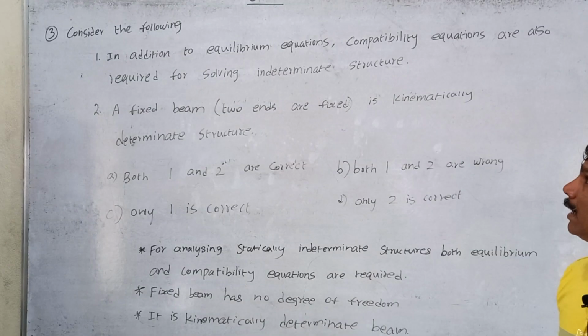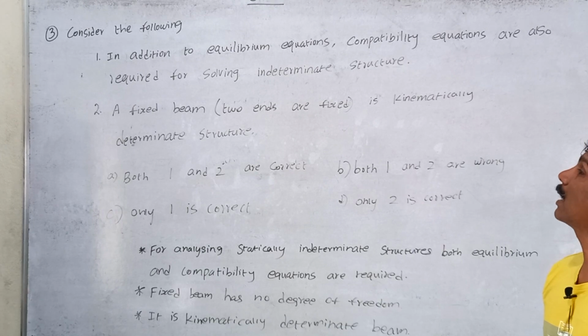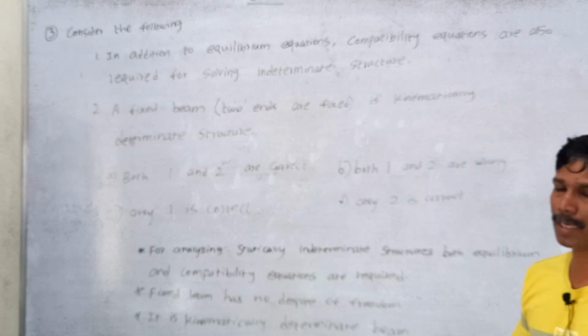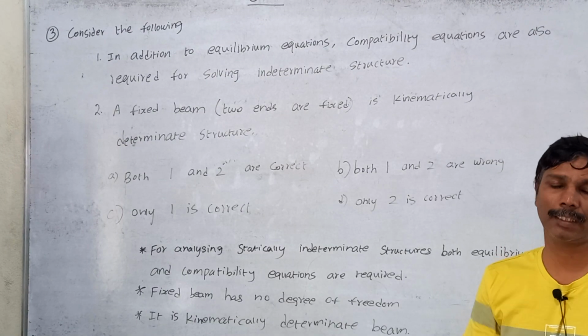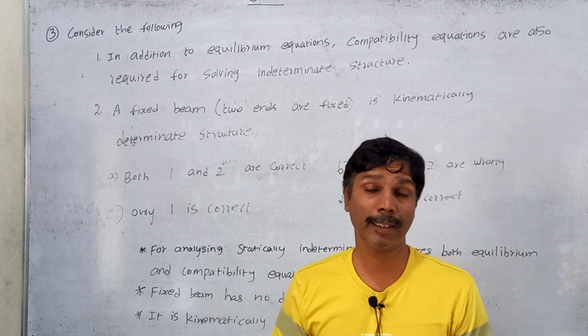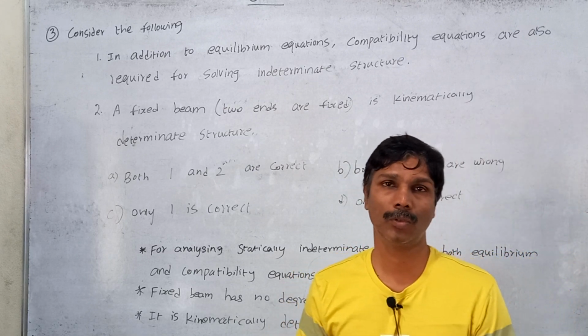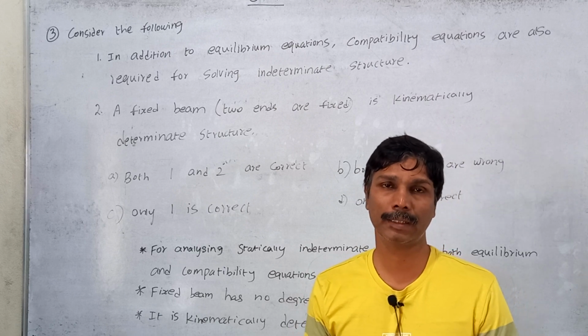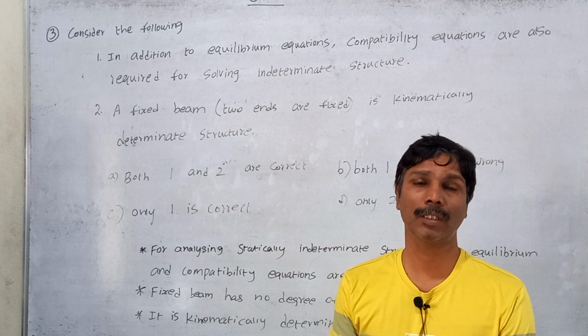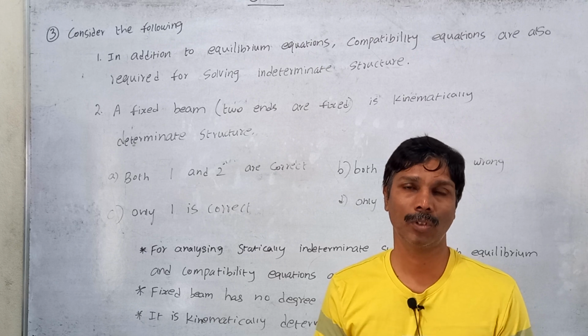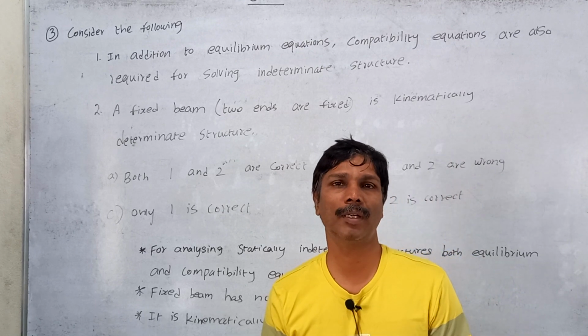Consider the following. In addition to the equilibrium equation, compatibility equations are required for a statically indeterminate structure. A structure whose degree of freedom is 0 is called a kinematically determinate structure. When the degree of freedom is negative, it is called a superstructure.